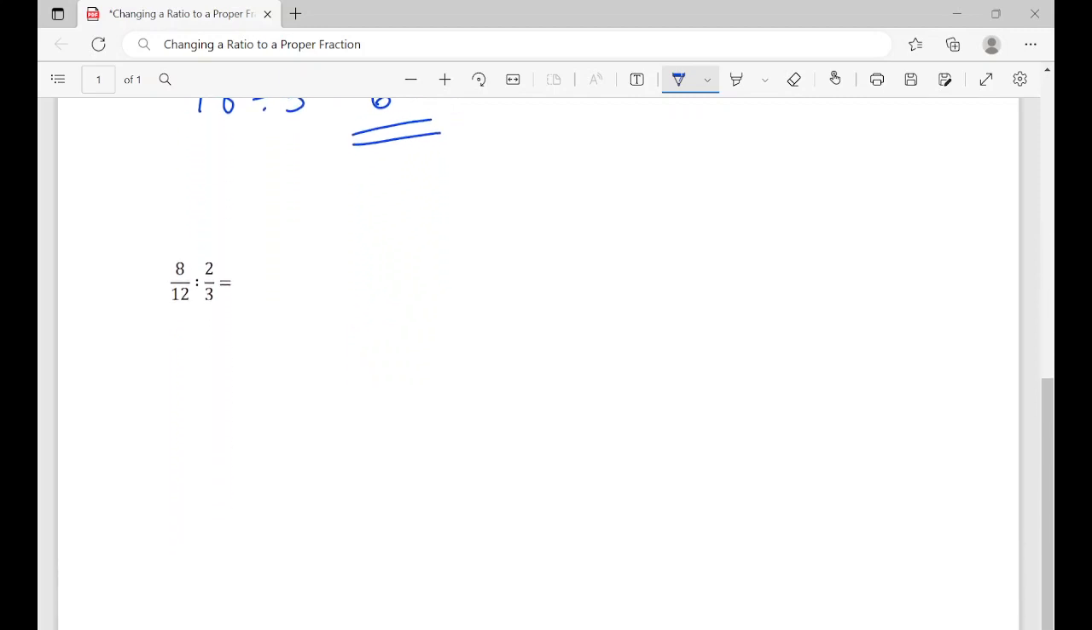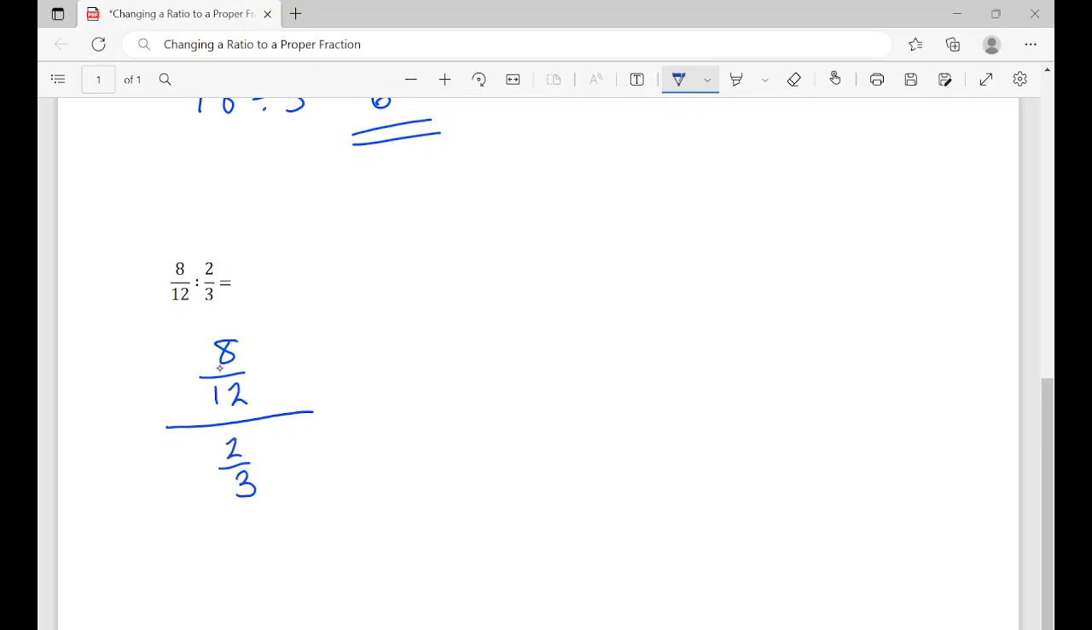Last, we have the ratio 8/12 colon 2/3. So we have two fractions, so we're going to end up with a fraction divided by a fraction before we can get to the simplifying part, but it's not too bad. Again, 8/12 is the first number, so that's going to be our numerator, 8/12. And that's going to be divided by the denominator, which is 2/3, our second number.